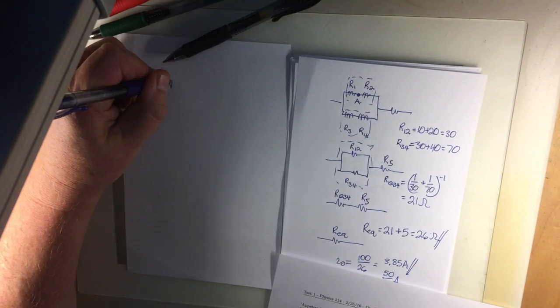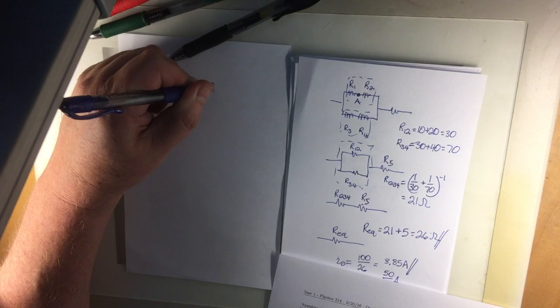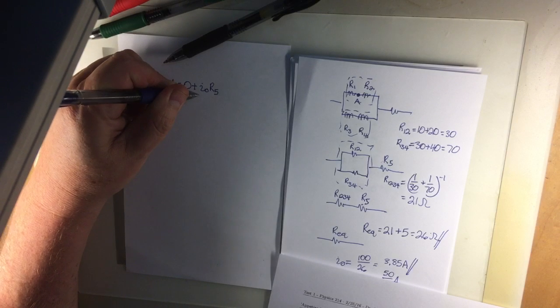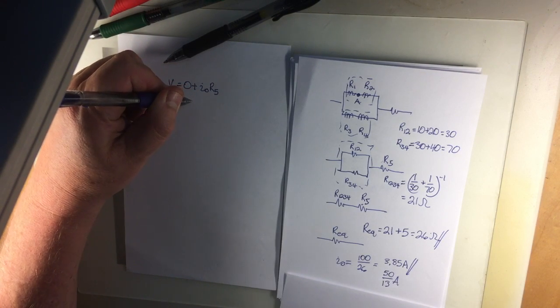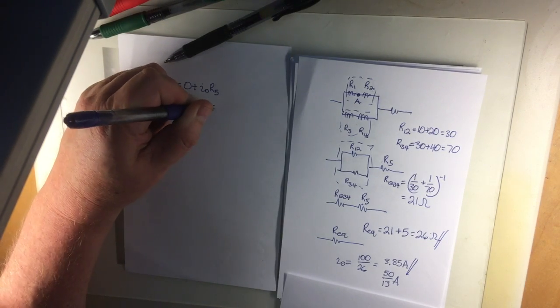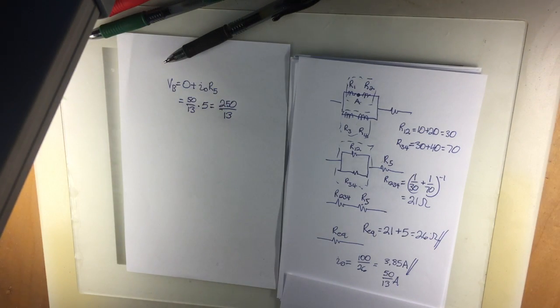How you get VB is simply 0 plus I naught R5. Zero is your initial potential, the potential at the ground. You went against the current across an R5 resistor, which means that the potential change is the current times the resistance, and it has a plus sign in front of it. We were going upstream. I naught is 50/13ths and R5 is 5. And this is a horrible equation: 250/13ths, or whatever that is.